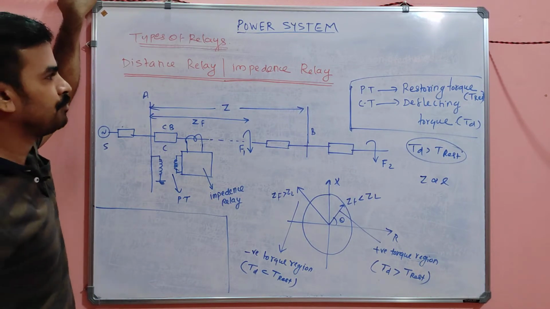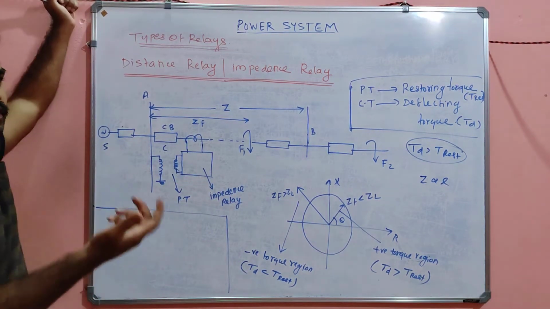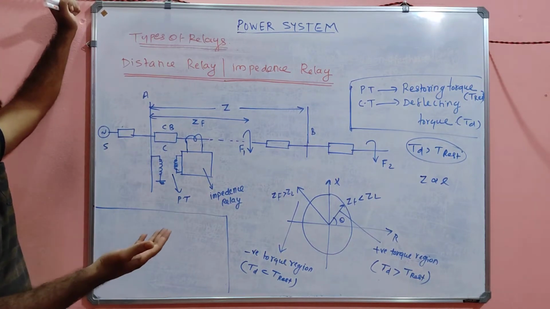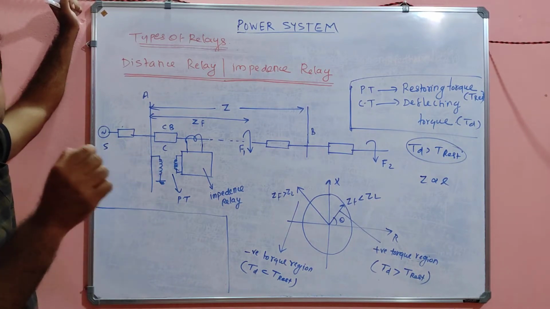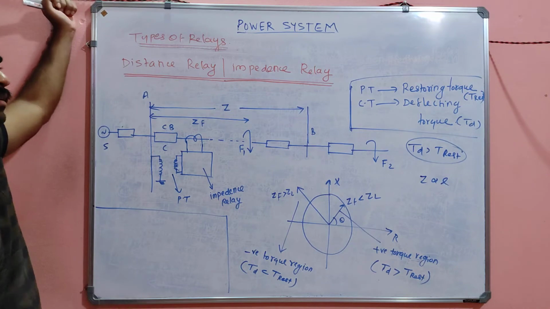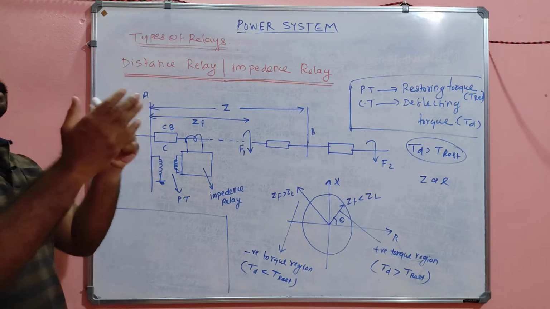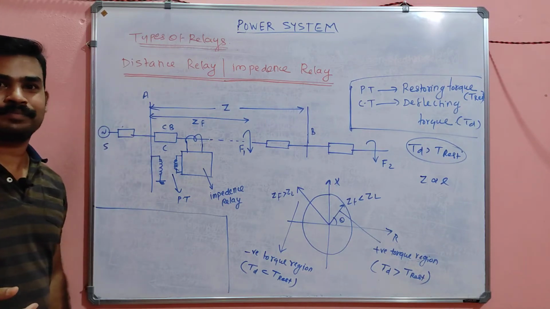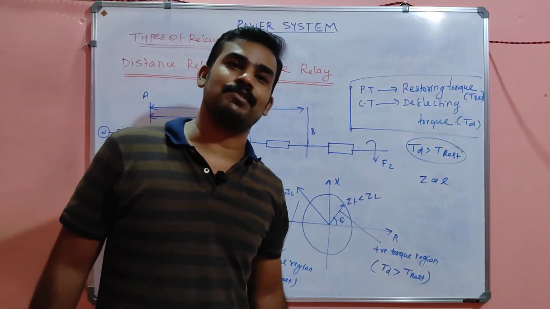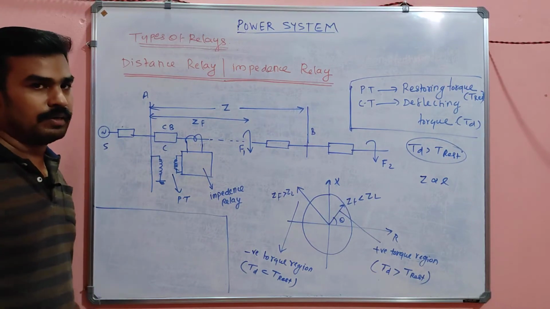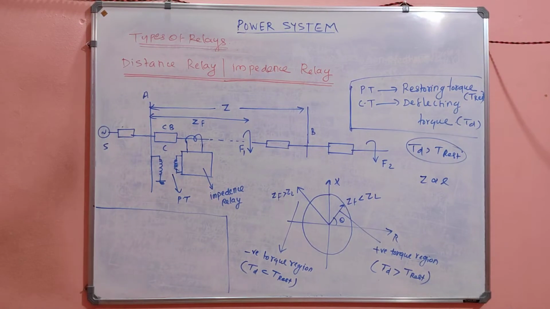So, we know the inductance of the transmission line, we already learned, right? It is 2 into 10 raised to minus 7 ln d by r, Henry per meter. If the line length increases, the inductance also increases, that's all. Capacitance also, pi epsilon divided by ln d by r, Farad per meter. When length increases, the capacitance value also increases, that's all. So in short, the impedance is directly proportional to the distance.